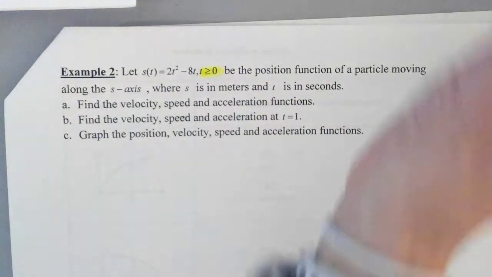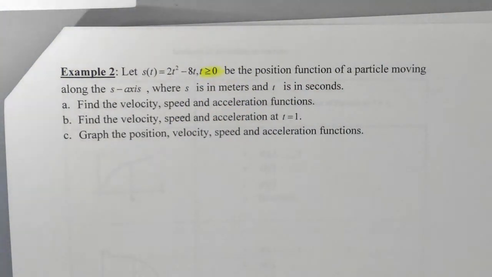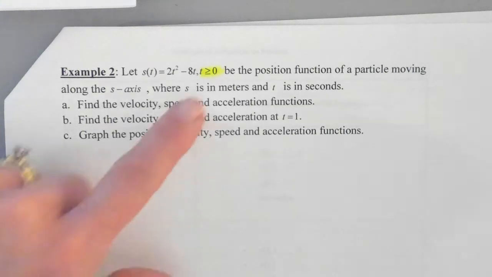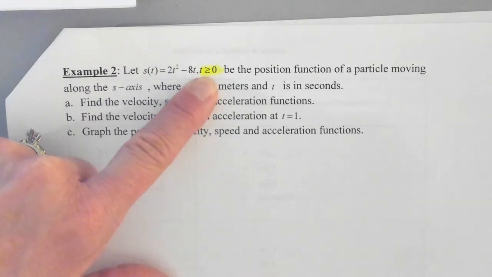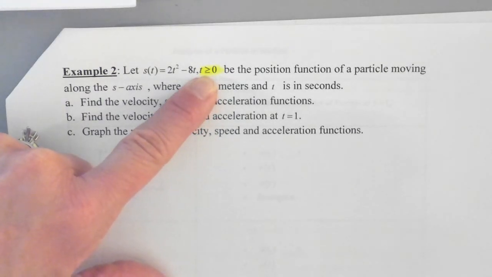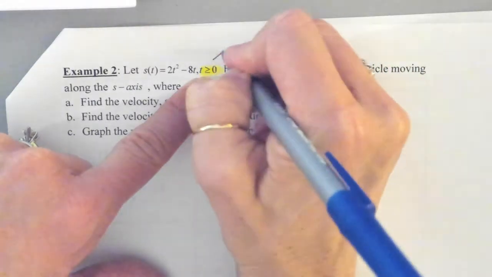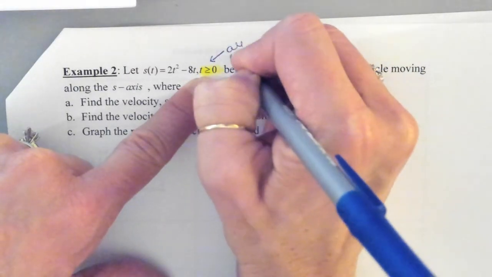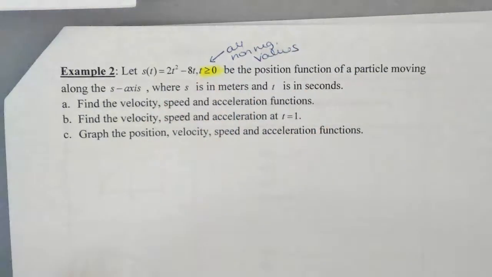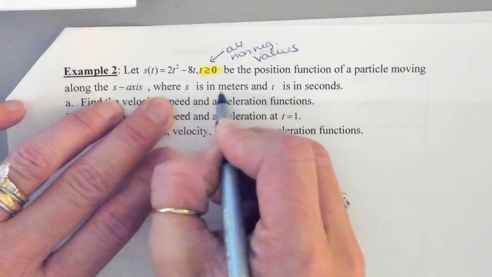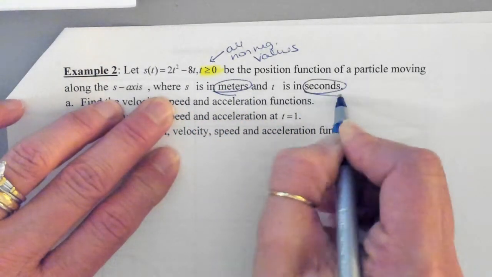What is this saying where t is greater than or equal to 0? What is t representing? Time. So what is this saying? After 0. It could be equal to 0, so at time 0 or above. So all non-negative values, right? All non-negative values. Okay? And they give us that the position is in meters and the time is in seconds.